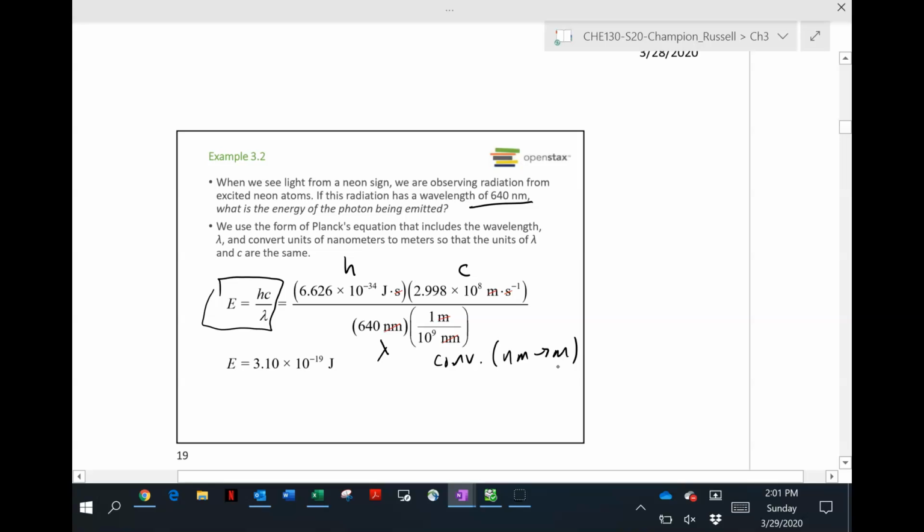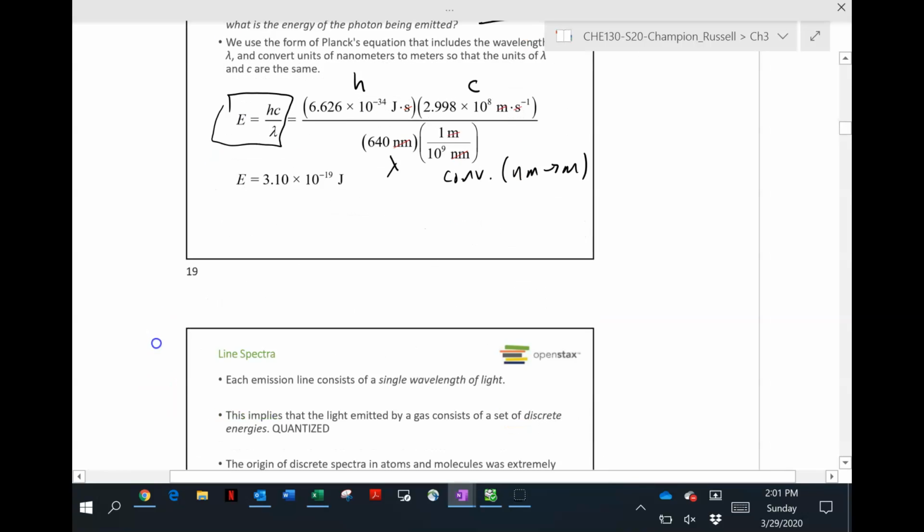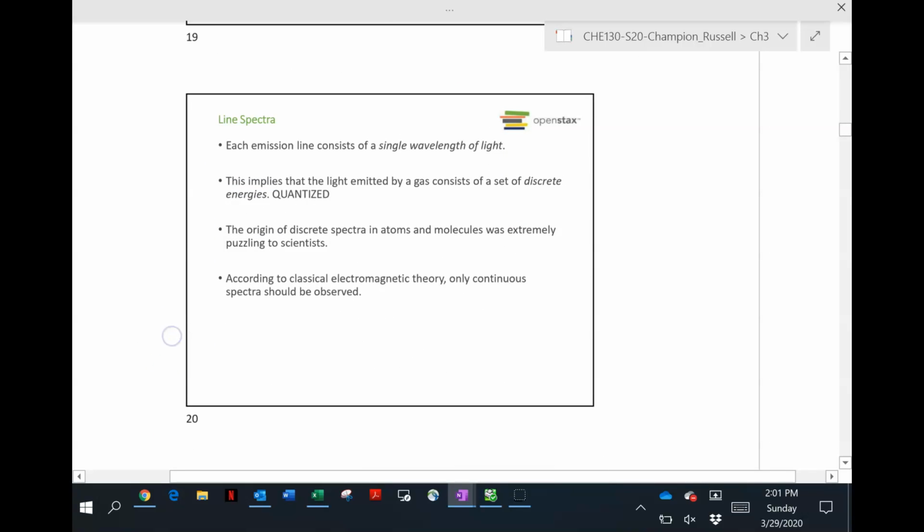If we plug that into our calculators, we come out with an energy of 3.10 times 10 to the negative 19 joules. And again, this is a great chance for you to plug this kind of number into your calculator. Make sure you know how to work your calculator and get the right answer, and keep working at it till you get the right answer. All right, so again, the idea is that these emission lines consist of a single wavelength, which means that the energy is quantized, and the ability to explain why there should be only one particular wavelength in that line and not a continuous spectrum created another problem.